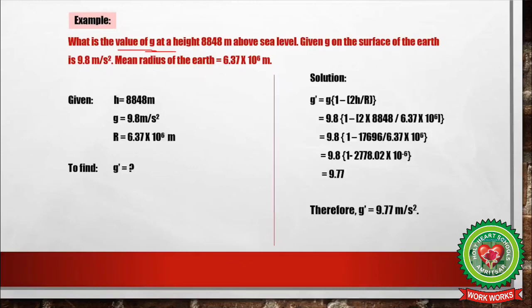It means the value of g changes when we increase the height. Initially it was 9.8 meter per second square on earth. Now it becomes 9.77 meter per second square when the body is at a height of 8,848 meter.